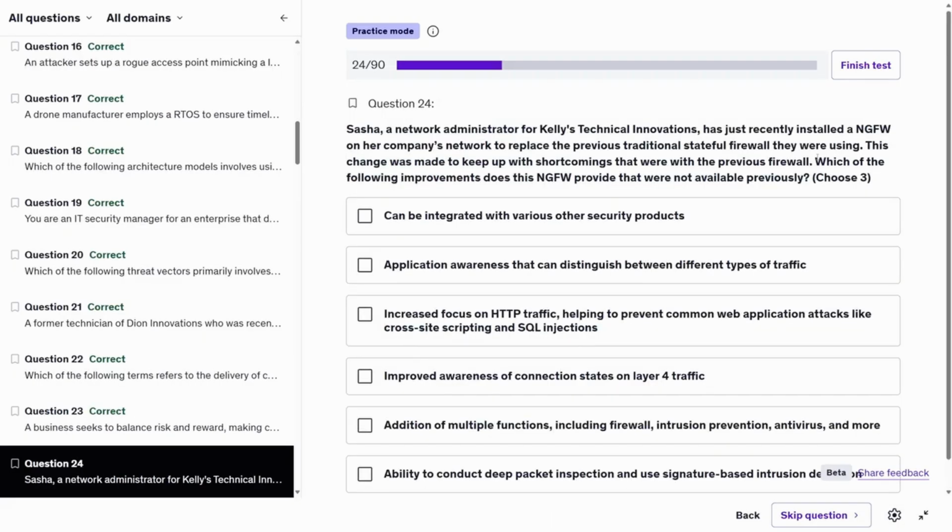Sasha, a network administrator for Kelly's Technical Innovations, has just recently installed a NGFW on her company's network to replace the previous traditional stateful firewall they were using. This change was made to keep up with shortcomings that were with the previous firewall. Which of the following improvements does this NGFW provide that were not available previously? And here it wants us to choose 3.